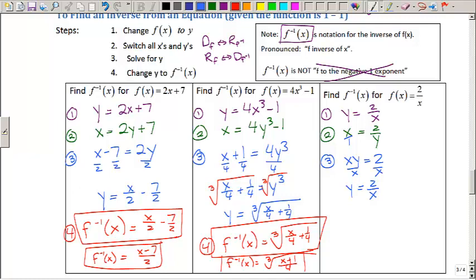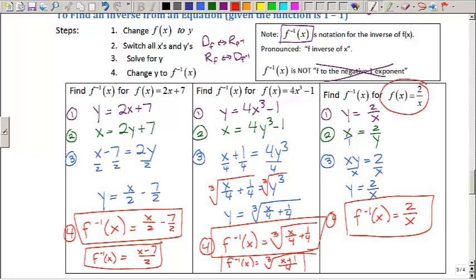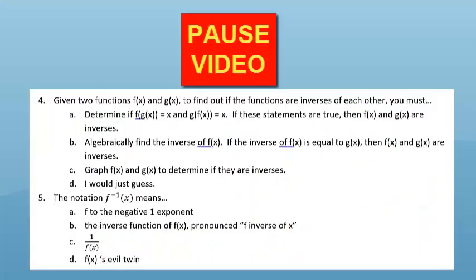Now that I've solved for y, I'm putting my answer in function notation, step 4. F inverse of x is equal to 2 over x. And that's my answer. Now this one's actually a very interesting function because the function f of x is 2 over x happens to be its own inverse, and that's just pretty amazing. Most of the functions have a much different looking inverse function, but in this one, the function happened to be its inverse function, and that's just cool.